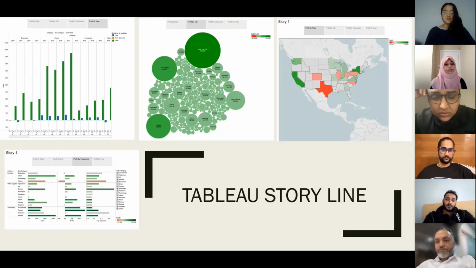Hi everyone. Today I'm going to talk about the Tableau storyline. You can see in the presentation there are 4 stories, which tell the managers where they're earning the profit and where they're losing the profit. For example, in the second figure, you can see the three main cities where they're earning the most profit from. And in figure two, they can see it by country.